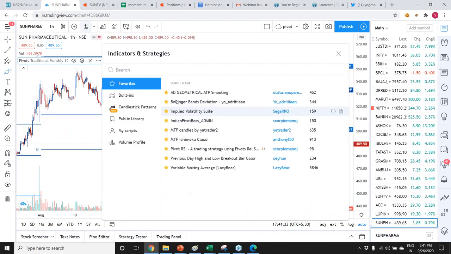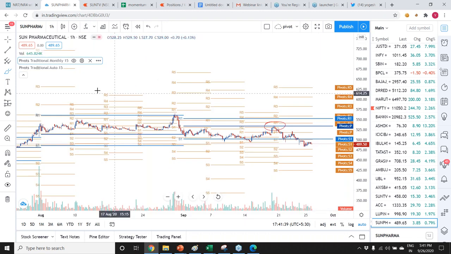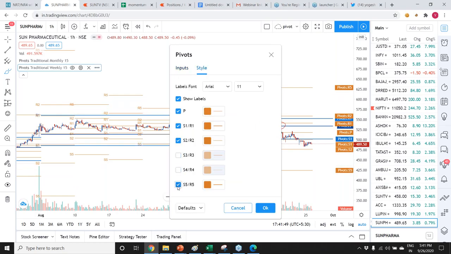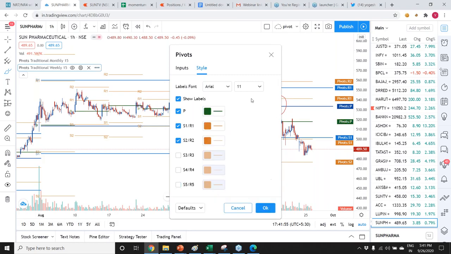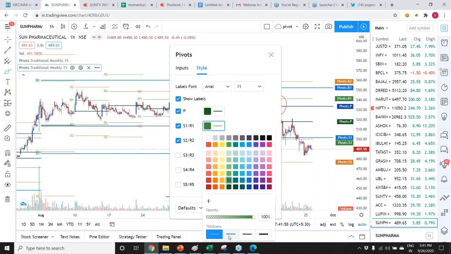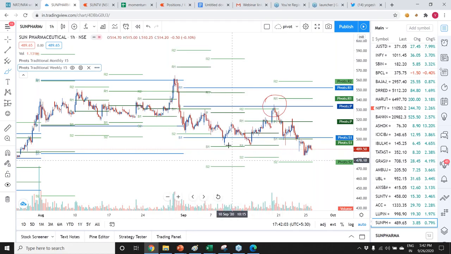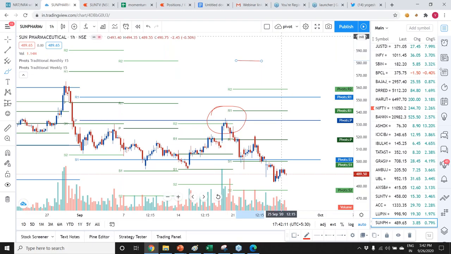Now I'll plot weekly. Again, same process. Pivot point, standard, go here. In time frame, you select weekly. In style, hide S3, S4, S5. Change color for this to dark green. Increase the width. Again, second layer and third layer. Okay, this is the way to plot. Now you save this as a pivot. So this template will stay with you. Okay, this is the way we use the pivot.